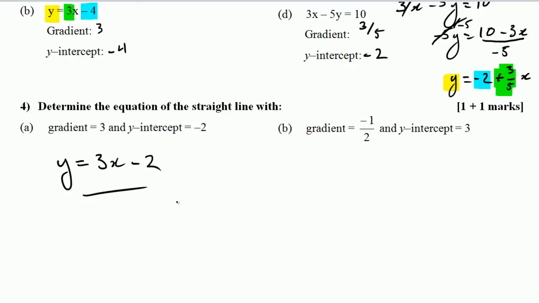So that's the answer. Here, we do exactly the same thing. So again, we write y equals, we write down the gradient first, then we write an x, just like we did here, then we write the y-intercept. Now, because it's a 3, that's the same as a positive 3, so we write plus 3. And we're done. Okay, so if we go backwards, if we look at what's the gradient of this, well, the gradient is that number in front of x. So the number in front of x is 3.